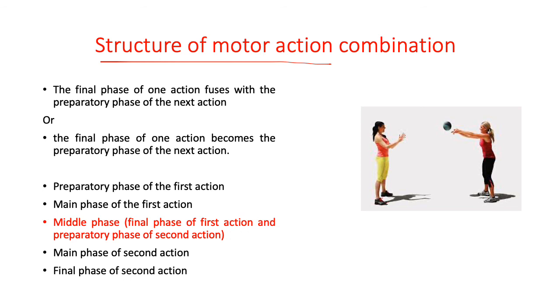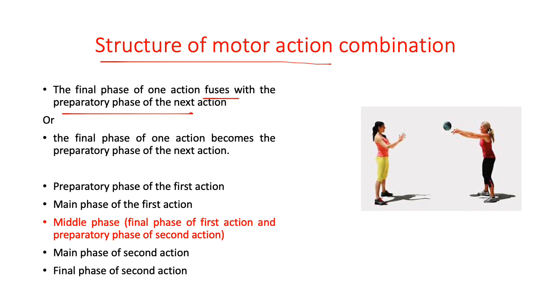Third, structure of motor action, combination. Now this is a little bit different, because here 2 motor actions are involved and fusion happens. Fusion between the 2 phases. So what is the fusion here? For example, in combination we are taking catching and throwing. In this combination, the final phase of one action fuses with the preparatory phase of the next action. So this is the new thing which is happening in this third type of motor action, that you are basically fusing the 2 phases.